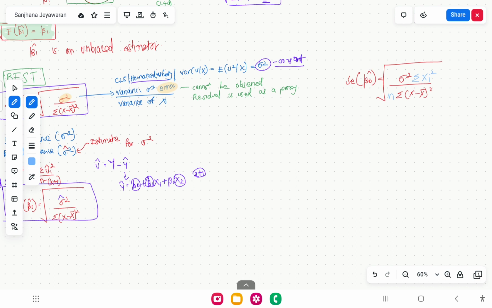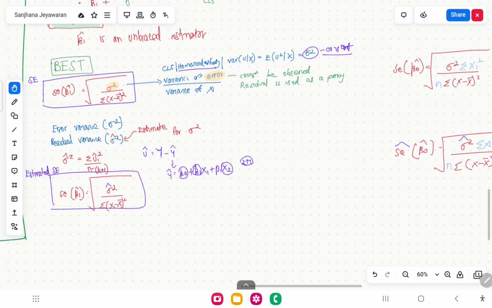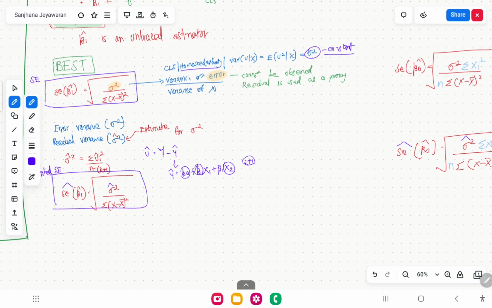Since we cannot observe the sigma square which I mentioned, we have to find the estimated standard error of beta naught, which is the square root of sigma square over the summation of x minus x bar square. We multiply with xi square on the top and n at the bottom, and put a cap. This is the estimated beta naught variance, and this is the estimated beta 1 variance. Standard error basically, not the variance. If you put the square root, it's a standard error.